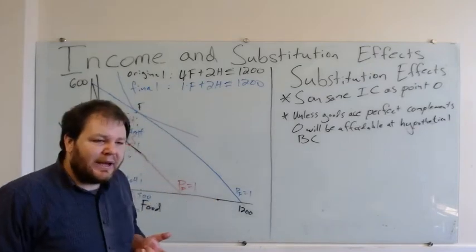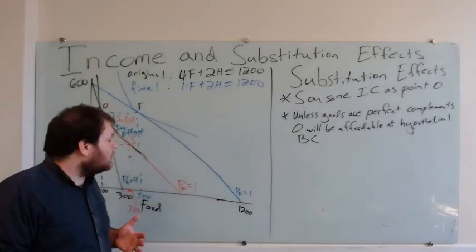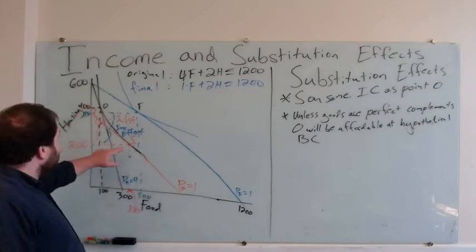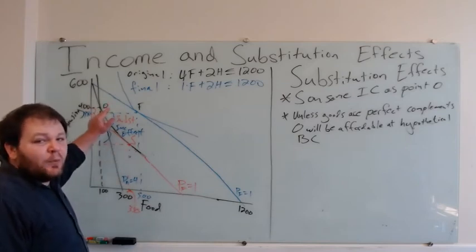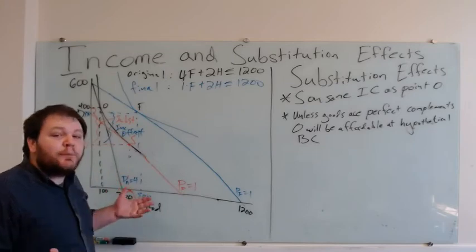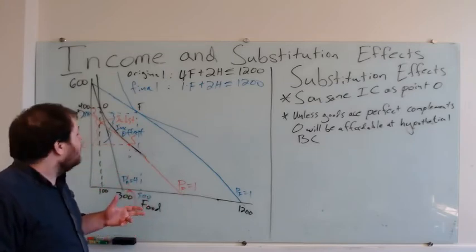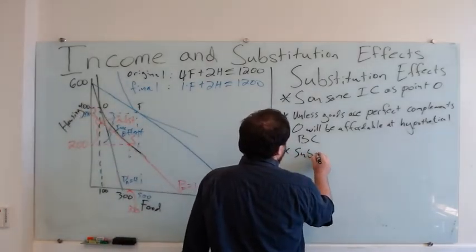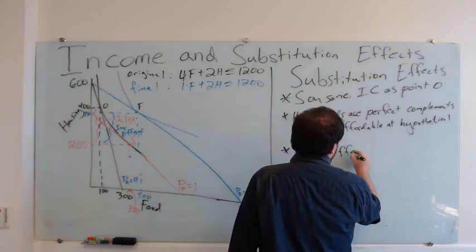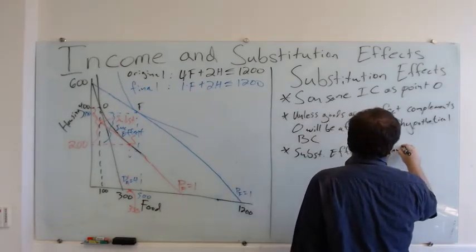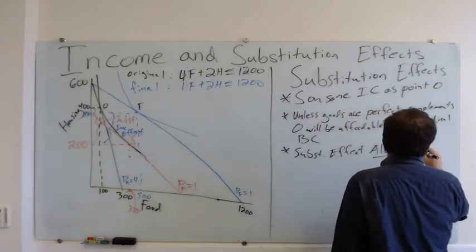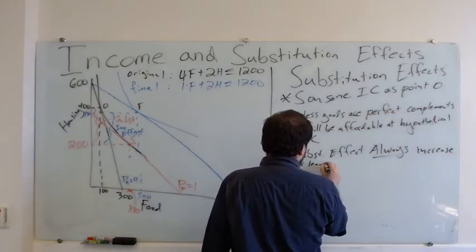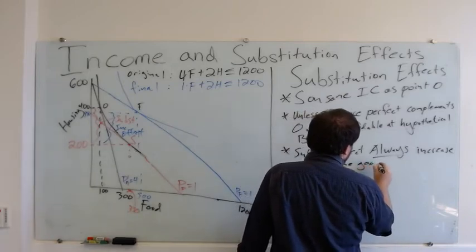And then the last thing that I want to point out is that when we are looking at substitution effects, it's unambiguously the case that we're going to end up consuming more of what got cheaper and less of what got relatively expensive, unless the goods are perfect complements, in which case we'll consume the same as before. But we'll never consume more of the good that got relatively expensive. So substitution effects always increase or leave the same the good that got relatively cheaper.